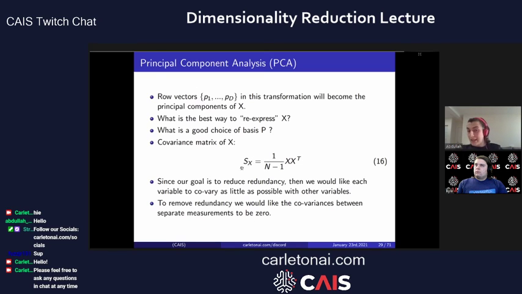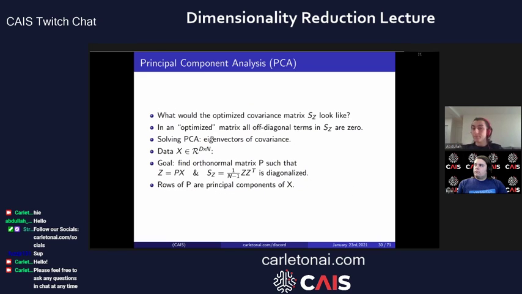So we can calculate the covariance matrix of X and the covariance matrix of Z, and we would like the covariance matrix of Z to be diagonal, right? The reason for that is, if all the terms that are off the diagonal are 0, it means all the new features covary with each other as little as possible, right? So in order to solve PCA, we have to find the eigenvectors of the covariance matrix, right? And we're going to prove that. We're going to do the derivation in 1 or 2 slides, right?